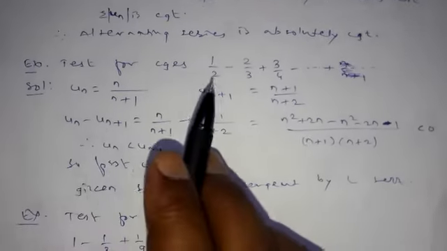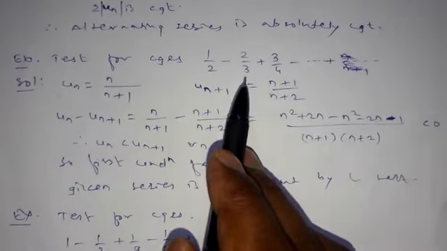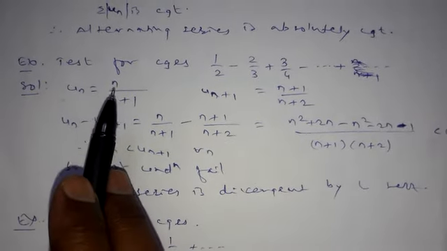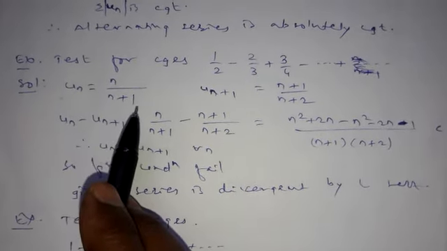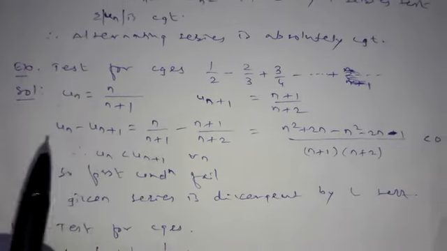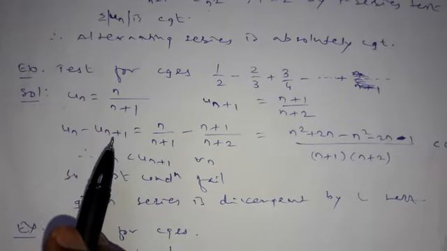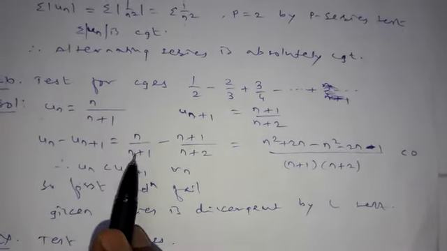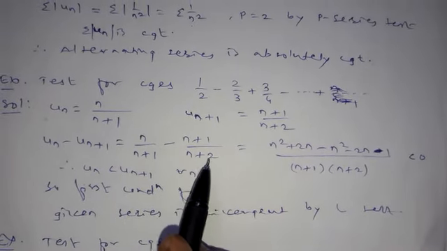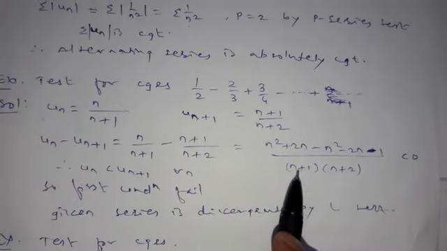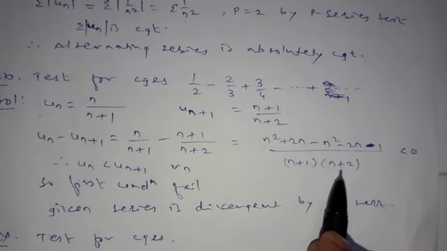Take one more example. Test for convergence 1 by 2 minus 2 by 3 plus 3 by 4 minus dot dot dot. So here un is equal to n upon n plus 1. So what is un plus 1? N plus 1 upon n plus 2. If I take this un minus un plus 1, then by simplifying I get n upon n plus 1 minus n plus 1 upon n plus 2. So if I simplify, I get minus 1 upon n plus 1 into n plus 2.